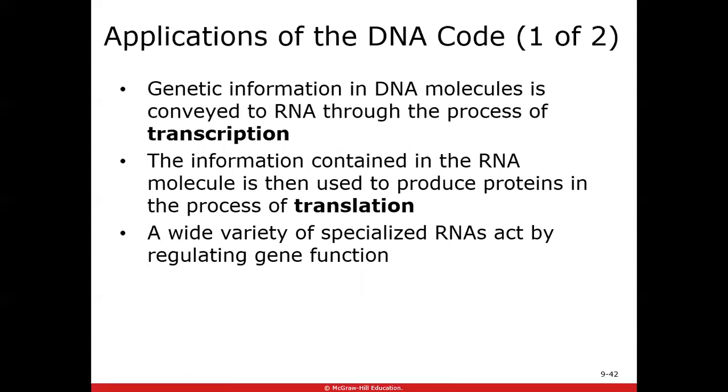Okay, that's applications of genetic code. So genetic information in DNA molecules is conveyed to RNA through the process of transcription. Know what transcription is. Information contained in the RNA molecule is then used to produce proteins in a process called translation. So a wide variety of specialized RNAs act by regulating gene function. Definitely know transcription and translation.